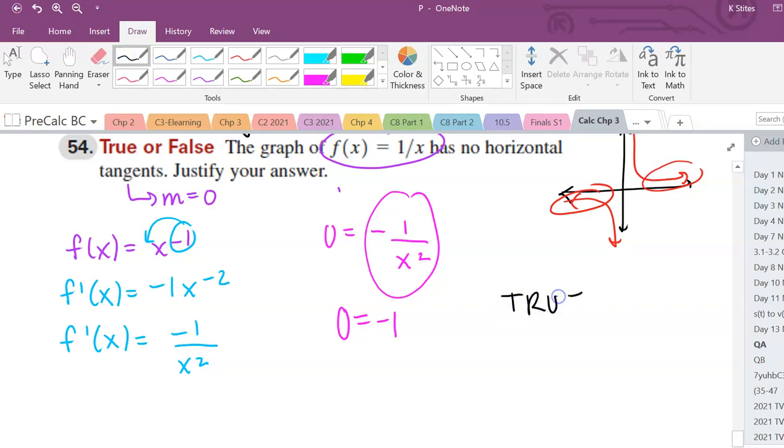The graph of f of x equals 1 over x does not have any horizontal tangents. It has a bunch of tangents that certainly approach horizontal, but never are going to have a slope of 0, because 0 can never be equal to negative 1. All right. Again, our slope, our derivative, can never be equal to 0. That's impossible. This is a no solution situation. So it is true that our graph of 1 over x can never have a horizontal tangent.